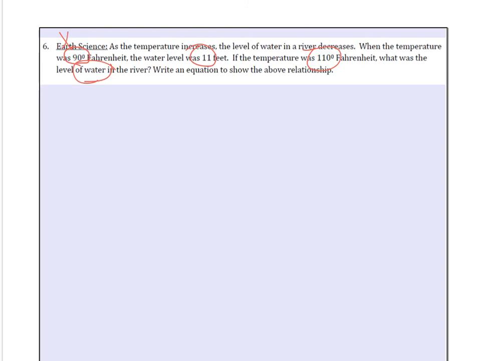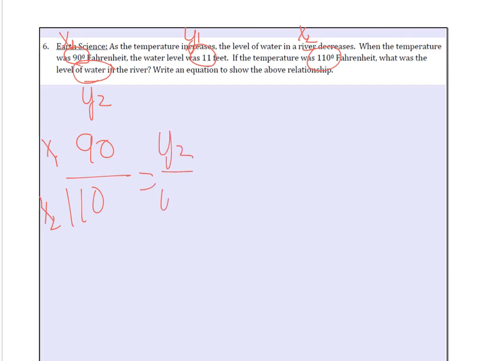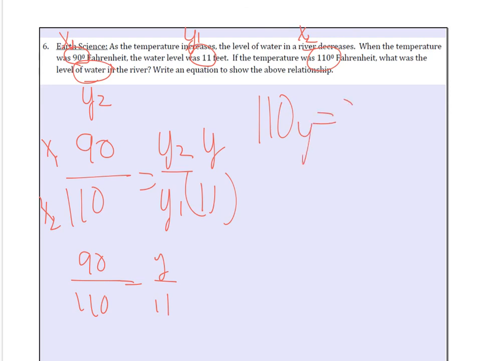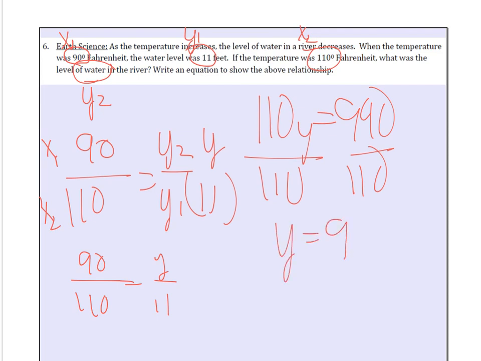If x is my temperature, so that'd be x1, and that would be x2, y1, y2. So remember, first x over second x equals second y over first y. So the first y was 11, and we're looking for this other y. So 90 over 110 equals y over 11. If you use cross products, that's 110y equals 990. Divide by 110. y is going to equal 9. So when the temperature is 110 degrees, the water level is going to be 9.